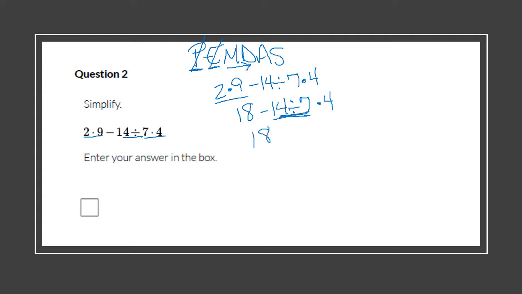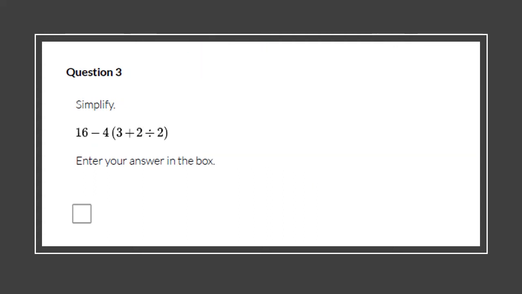So I'm going to do 14 divided by 7 gives me 2 times 4. So I've still got multiplication and division to do. So I'm going to be doing 2 times 4. And now that I'm done with multiplication and division, I'm going to go to add and subtract. And that's left to right as well. And we do get 10. Let's look at our next one.